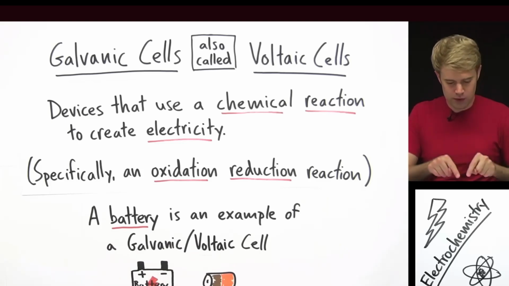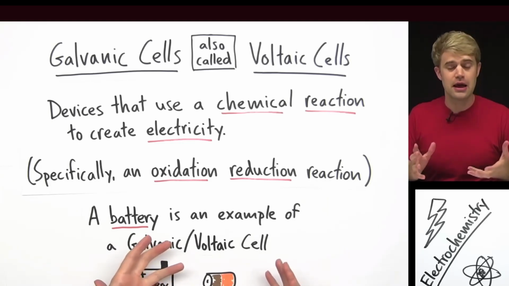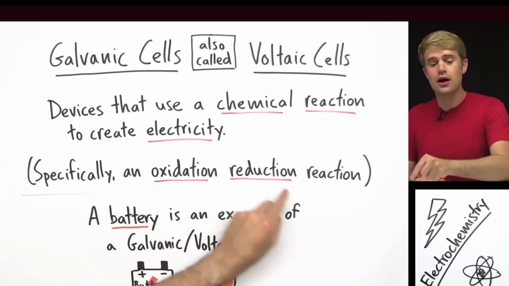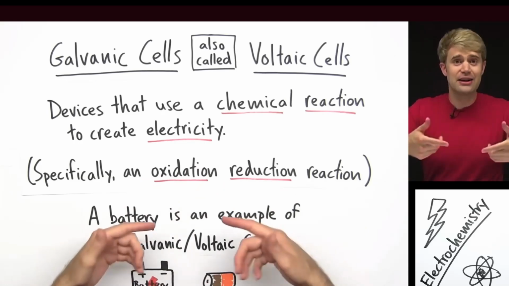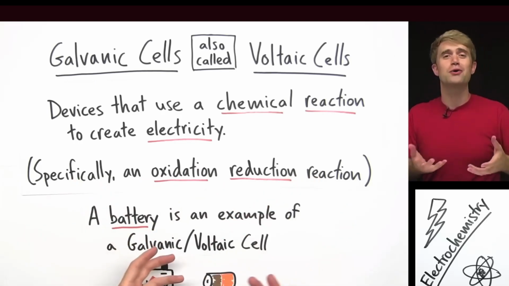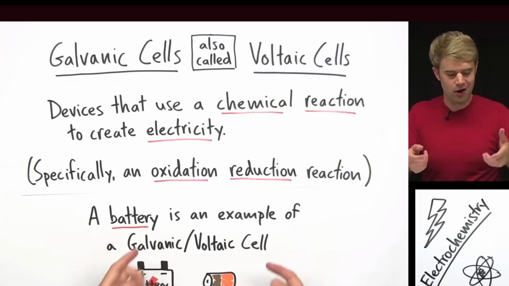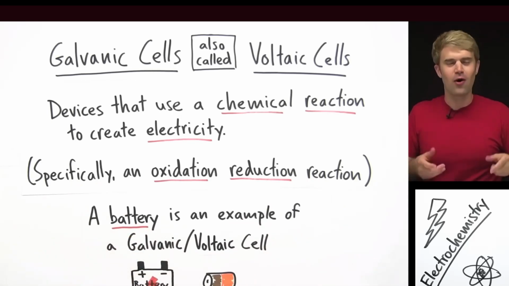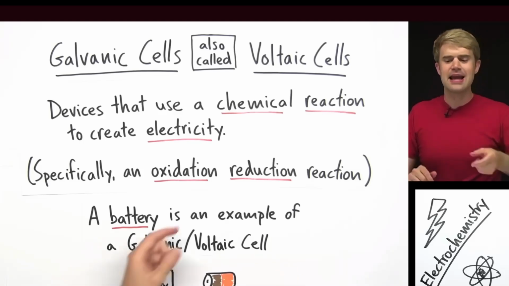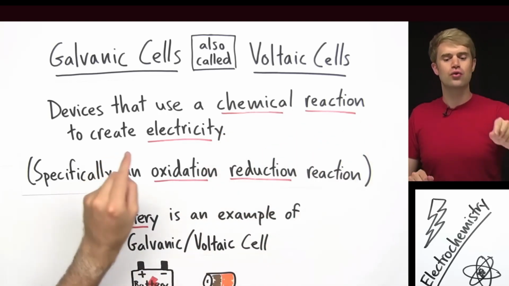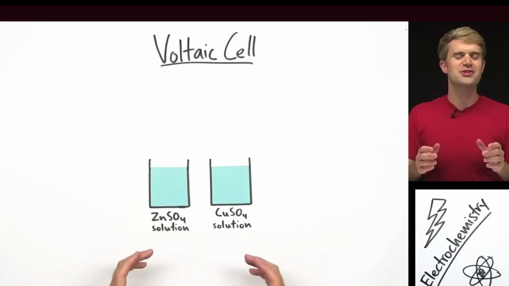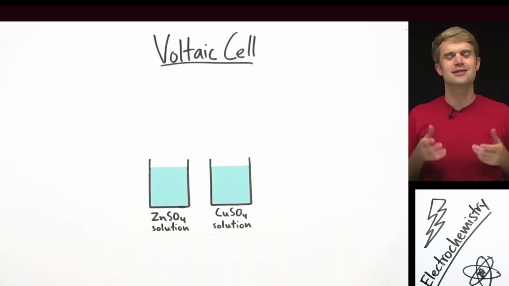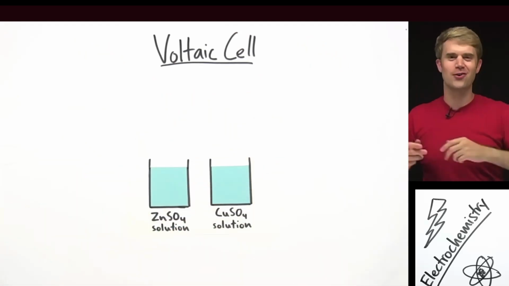There are chemicals inside batteries, and those chemicals react together in an oxidation-reduction reaction that makes electricity. And this is what powers your cell phone or your flashlight or whatever the battery is hooked up to. So let's learn more about these devices and see how a chemical reaction can create electricity. Okay, so for the rest of this video, I'm just going to call these voltaic cells instead of calling them galvanic or voltaic cells.